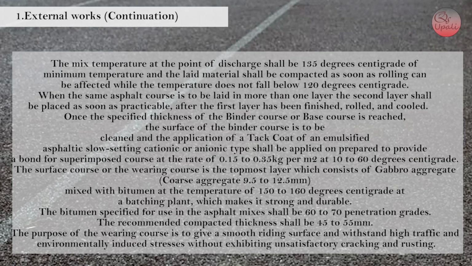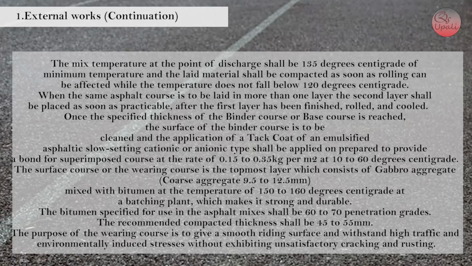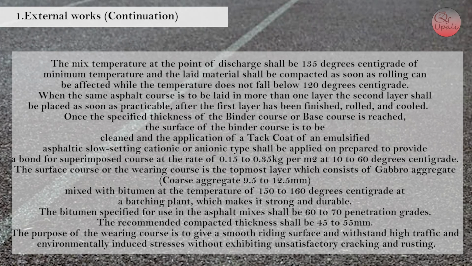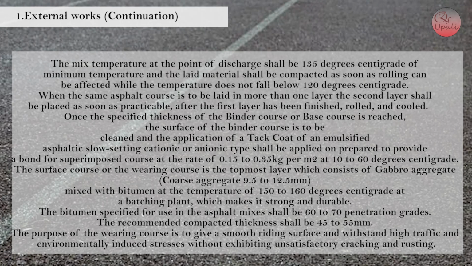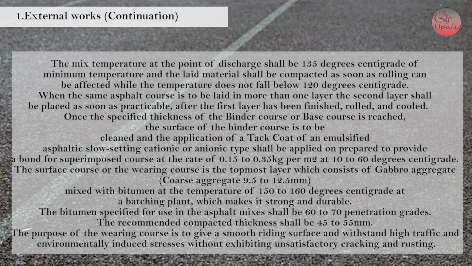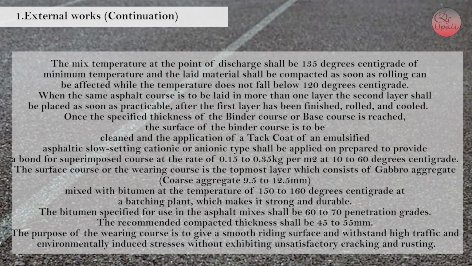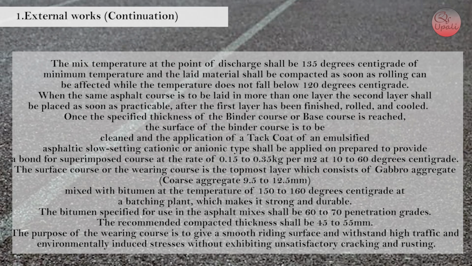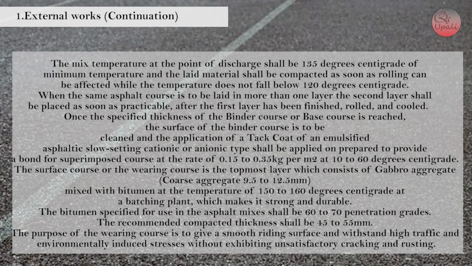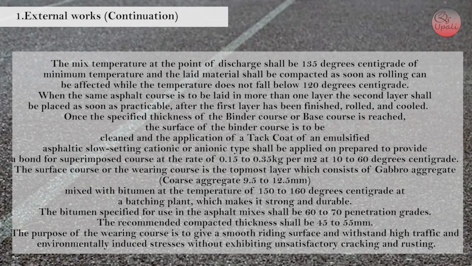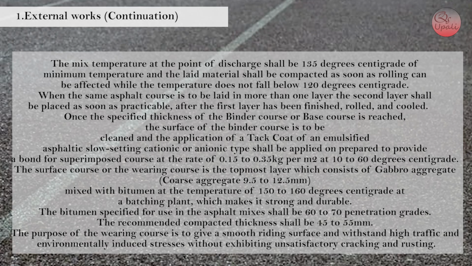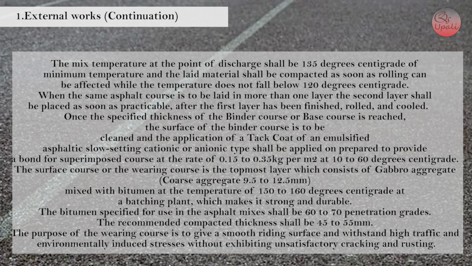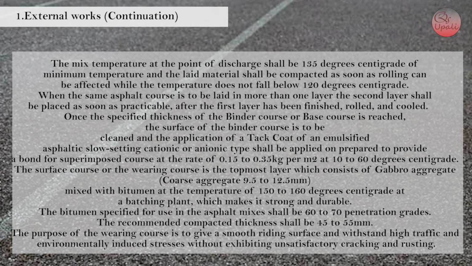Once the specified thickness of the binding course or base course is reached, the surface of the binder course is to be cleaned and the application of a tack coat of an emulsified asphaltic slow-setting cationic or anionic type shall be applied on prepared surface to provide a bond for superimposed course at the rate of 0.15 to 0.35 kg per meter square at 10 to 60 degrees centigrade.